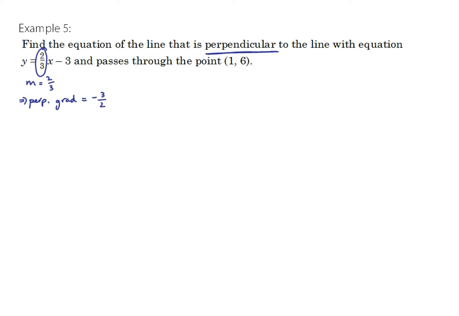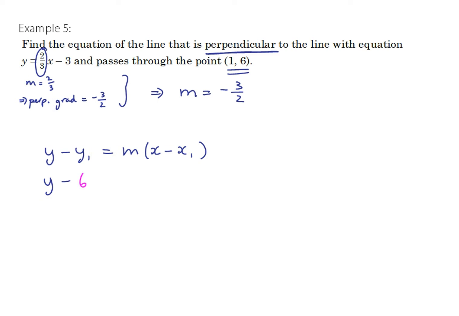So we're going to need to use m equals -3 on 2 for this problem, and we have a point 1, 6. So gradient and a point, the point isn't the y-intercept. So again, I'm going to use y minus y1 equals m(x minus x1). So y minus the y coordinate of the point, which is 6, is equal to the gradient, which is -3 on 2, times x minus the x coordinate of the point, which is 1.